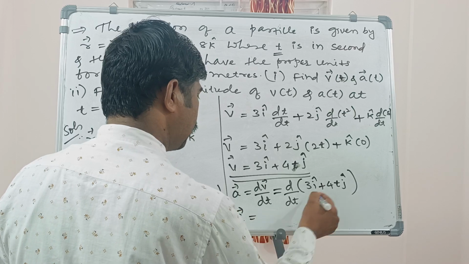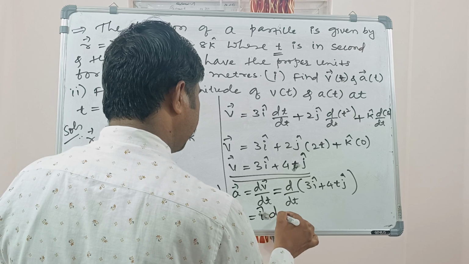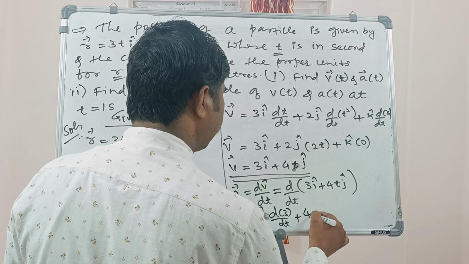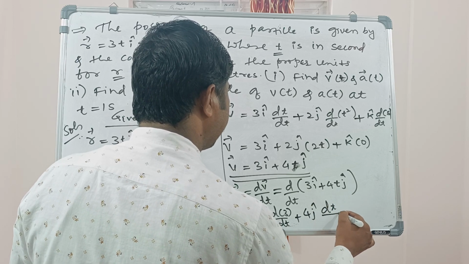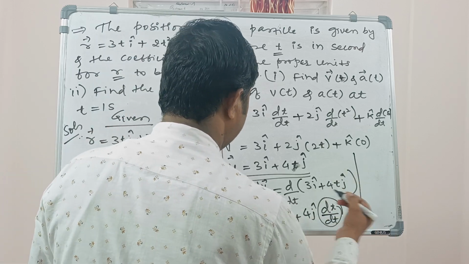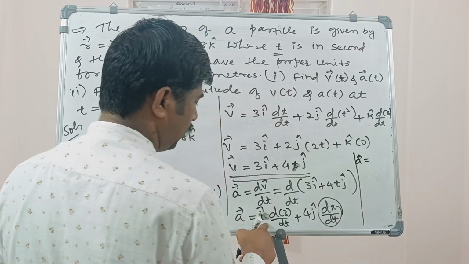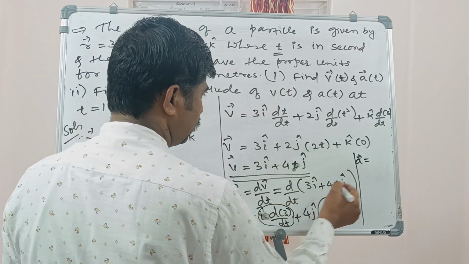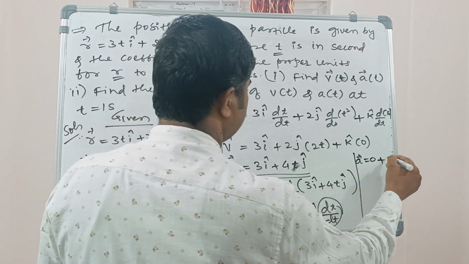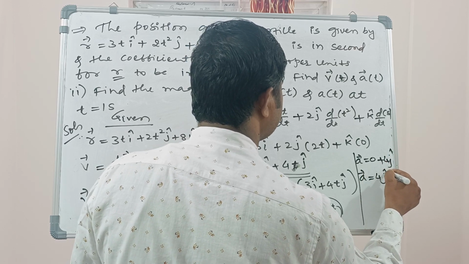Then again, acceleration is equal to: you take 3 i cap outside, then the differentiation of 3 divided by dt, plus 4 j, I will take outside, the differentiation of t divided by dt. dt by dt gives 1, clear, and this is a constant term. I told you the differentiation of a constant term is 0. Then here, vector a is equal to this constant term's differentiation value, which is 0, plus the differentiation of dt by dt, which is 1, that means you are getting 4 j cap. Your acceleration is 4 j cap.